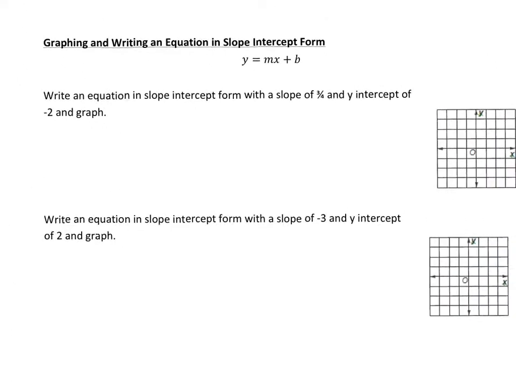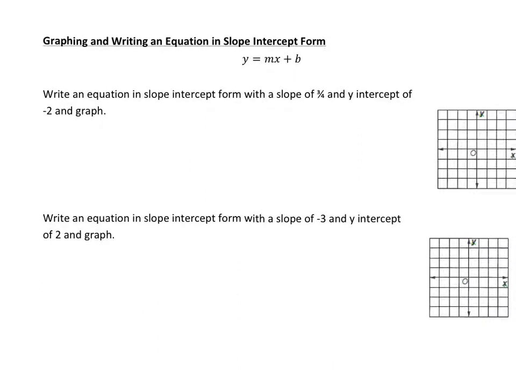So graphing and writing an equation in slope-intercept form. So slope-intercept form is, again, y equals mx plus b. Hopefully we recall this information, where m is the slope and b is the y-intercept.